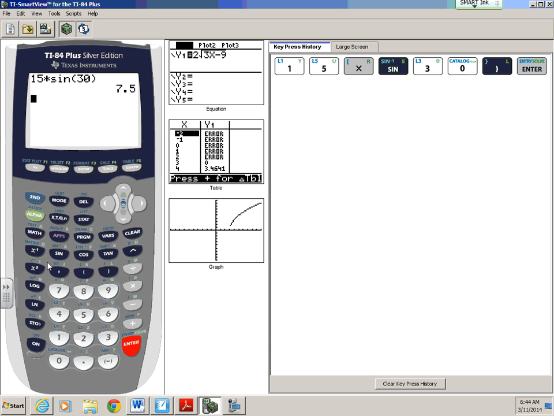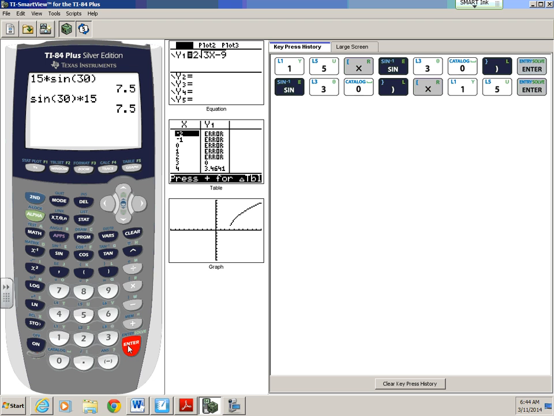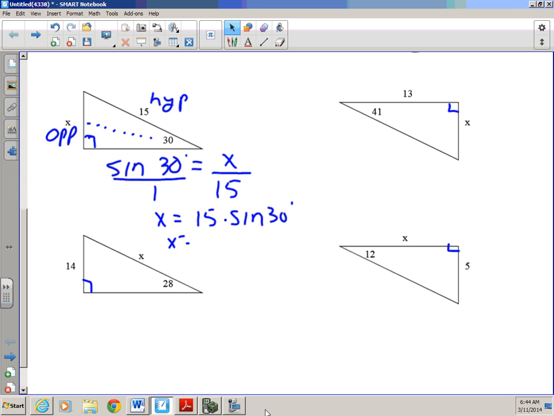Now, you could put in sine of 30 first, and in this calculator, you've got to make sure you close the parentheses and then multiply by 15. Either way is fine. What you don't want to do is multiply the 30 by the 15, because then you're telling the calculator, find the sine of a 450-degree angle, and that is going to clearly be incorrect. Okay, so we got that as 7.5.